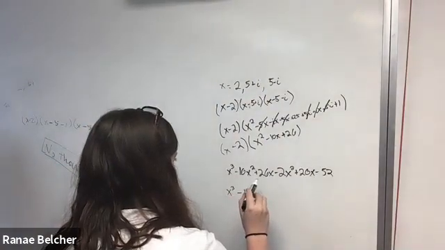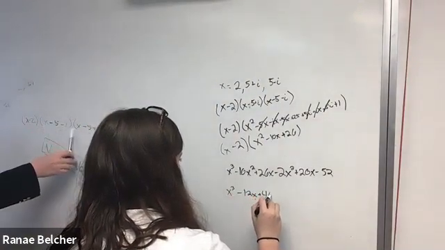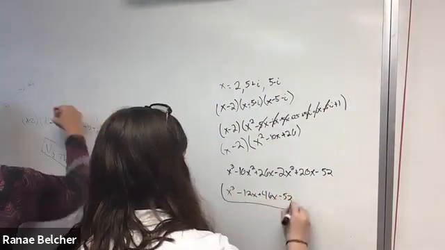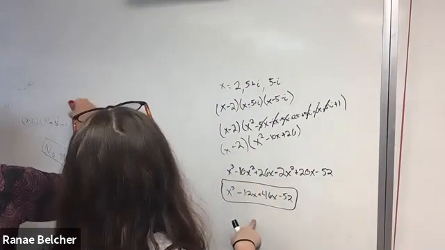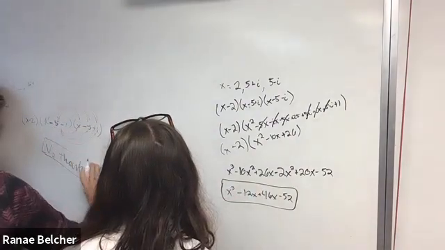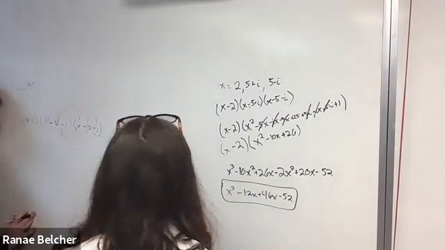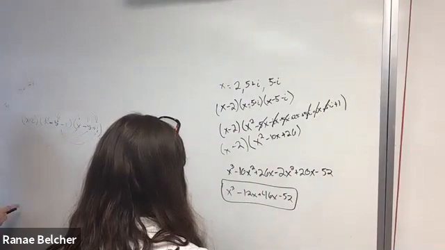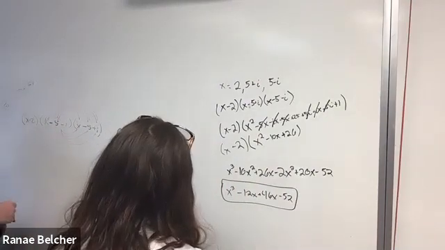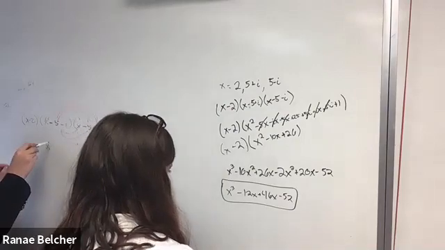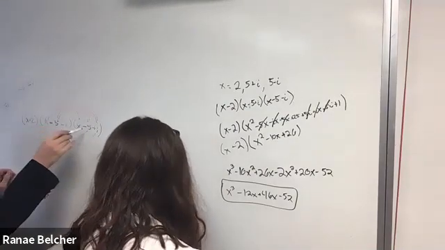Okay, so you're gonna multiply x by all of these, and then you're gonna multiply the negative 5 by all of those, the same thing, just longer. So you can do it. Okay, let's see. X cubed minus 12x plus 46x minus 52. Good job, Jesse got it.